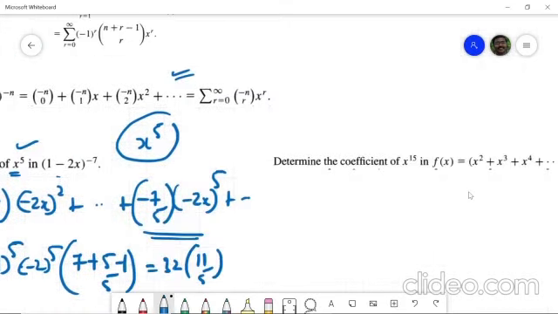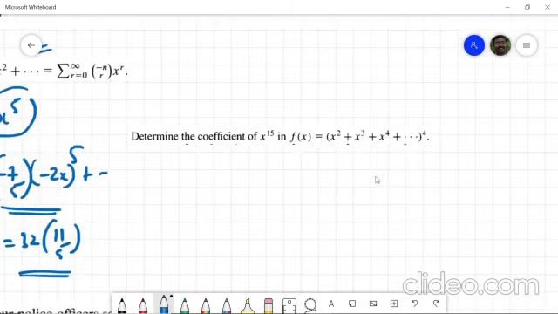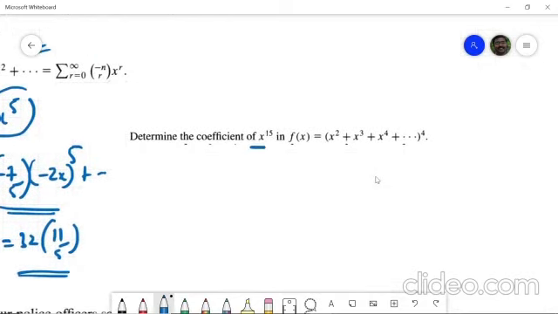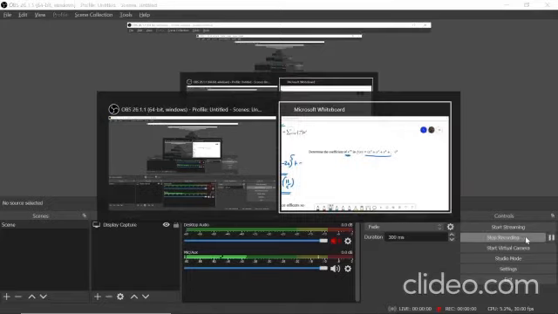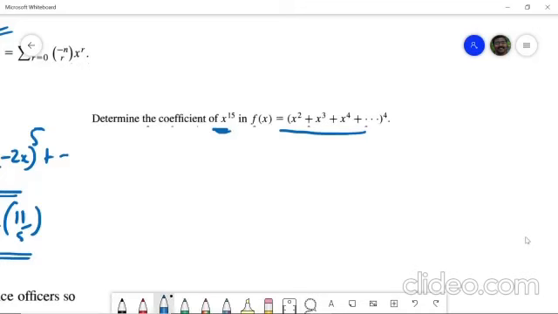Again, let us look at the next problem. We have to find the coefficient of x^15 in (x^2 + x^3 + x^4 + etc.)^4. Let us write it down once again: x^2 plus x^3 plus x^4 plus etc., the whole raised to 4.